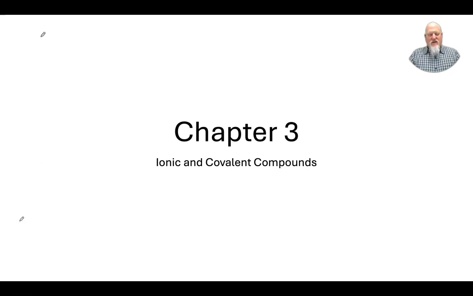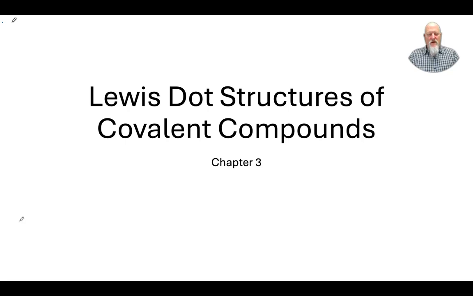So now that we've looked at how to draw Lewis dot symbols, so symbols of elements with dots for valence electrons, we're now going to put these atoms together with their valence electrons and make compounds. So we're going to show we can take a formula of a compound and draw a structure. So what's bonded to what?